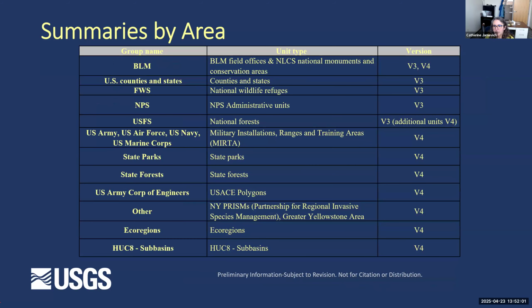And we have these summaries by area for a lot of different management area types. Again, these have been requested by different people. So it includes a lot of different federal lands, military lands, state lands, counties and states. And then we have some things like ecoregions and watersheds.